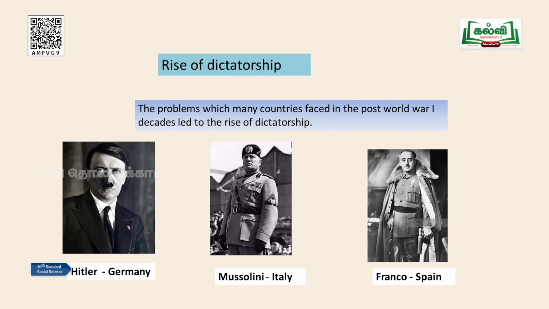Non-interventionist attitude. It is called non-interventionist attitude. Because of this, countries like Britain and France didn't bother about what was happening around them. Because of this situation, other countries like Italy and Japan made use of it and tried to expand their boundaries. After this, the League remained ineffective. It didn't function well. Next one, rise of dictatorship.